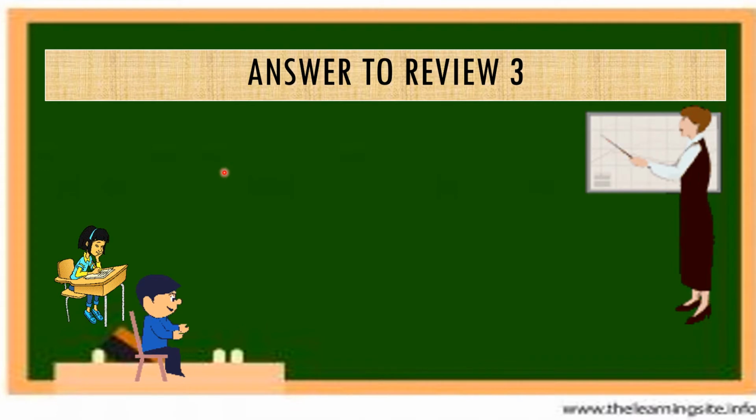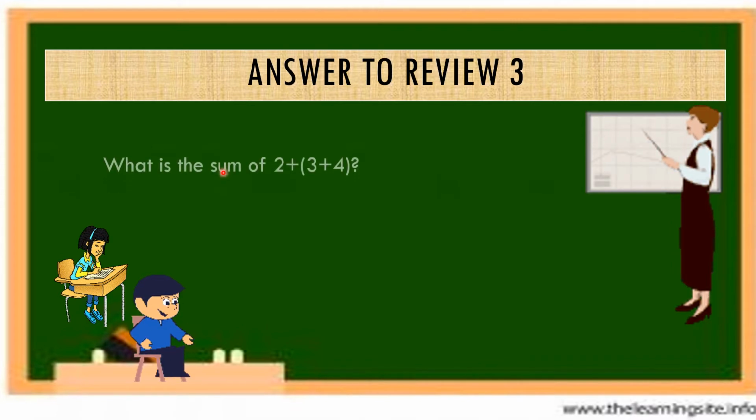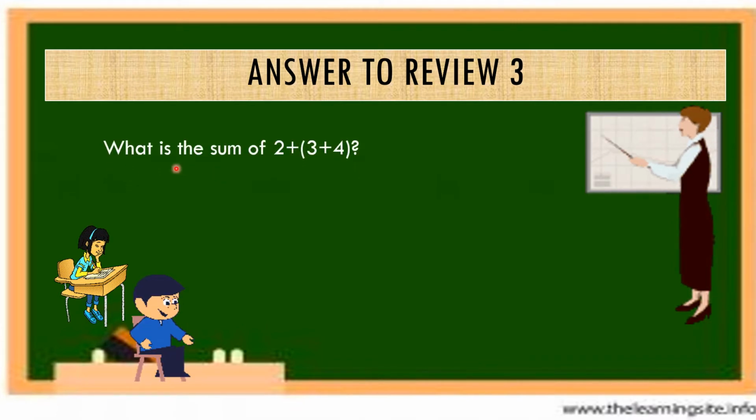So we have the answer to review 3. First, we need to find the value of the sum of 2 plus the quantity of 3 plus 4 closed quantity. First, we need to find the value of the number inside the parentheses. 3 plus 4 is 7, and we have 7. We need to add 2. 7 plus 2 is 9. Did you get it correct?